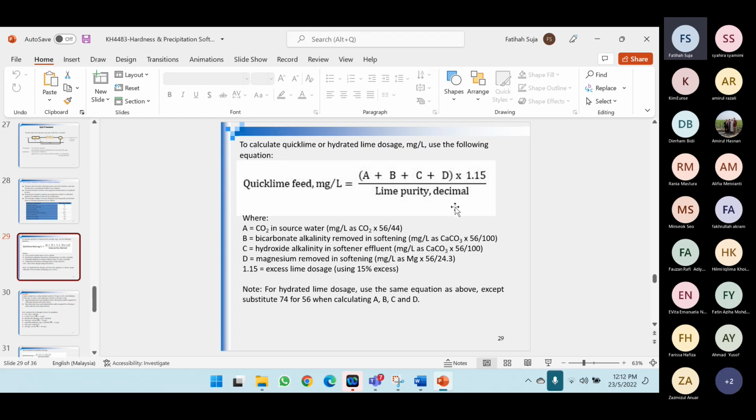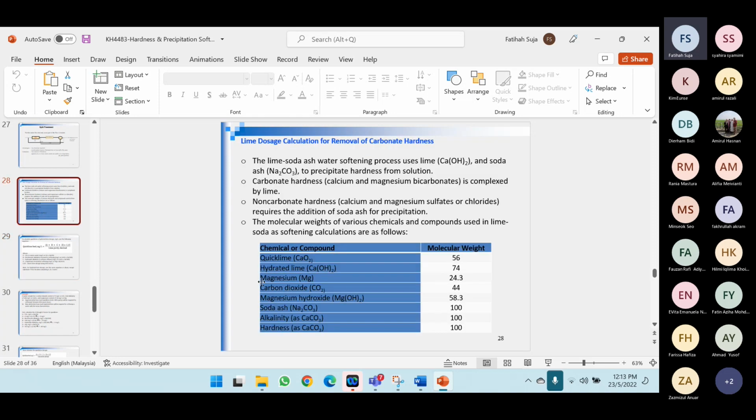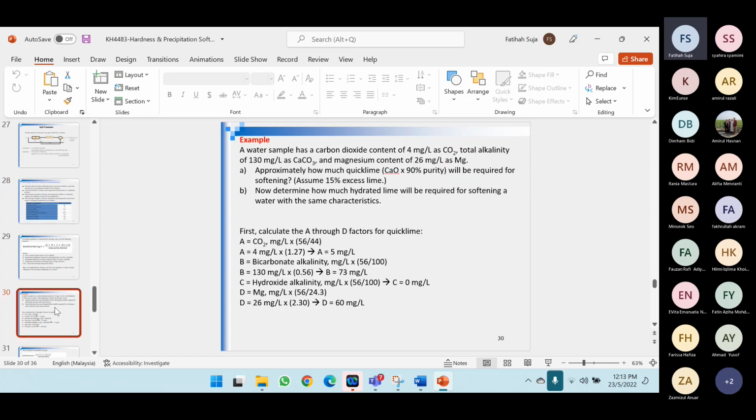water hardness is removed. Okay, for hydrated lime dosage, use the same equation as above, except instead of 56, you substitute 74 when calculating A, B, C, and D. So this is hydrated lime. So you can use both, depending on your preference. Okay. And so this is the example.